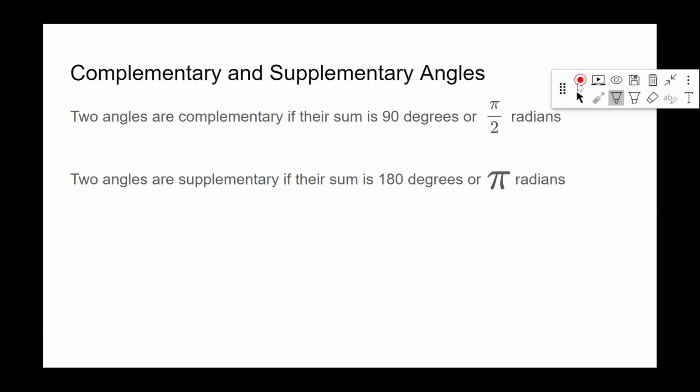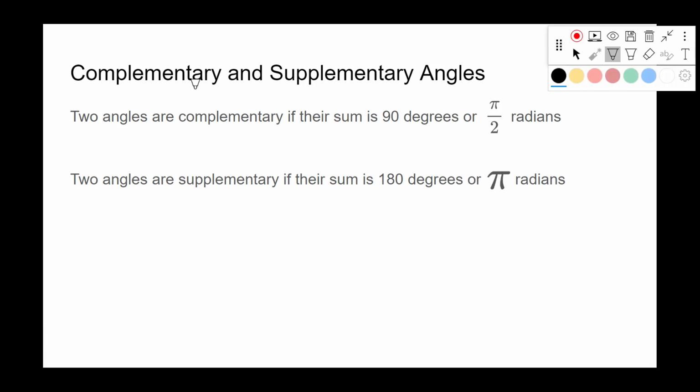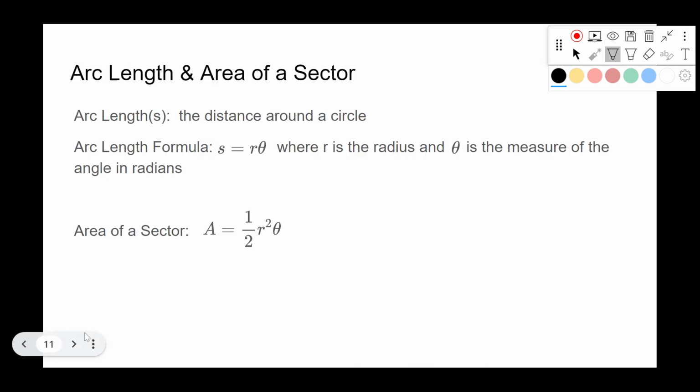All right. Back from shapes class. Complementary and supplementary angles. Two angles are complementary if their sum is 90 degrees, or in radians, that's pi over 2. Okay? 90 degrees multiplied by pi over 180 to convert it to radians, 90 pi over 180. Zeros drop out. That's 9 over 18, which is 1/2, pi over 2. Two angles are supplementary if their sum is 180 degrees, or pi radians. 180 degrees is pi radians. We talked about that earlier. Okay, complementary and supplementary angles.